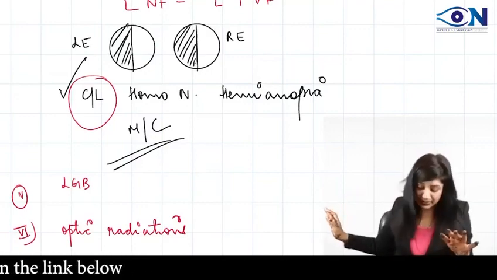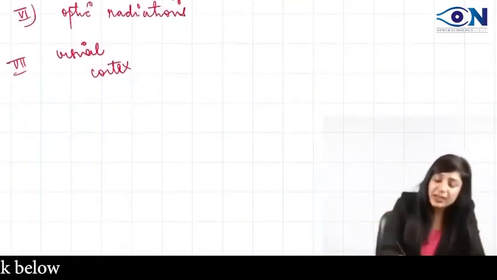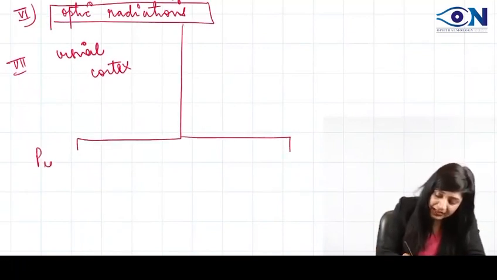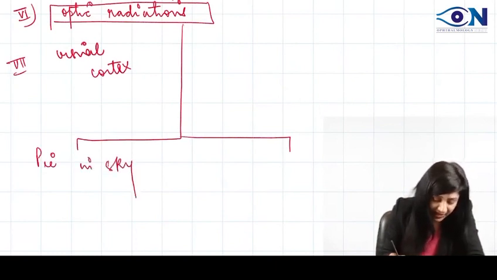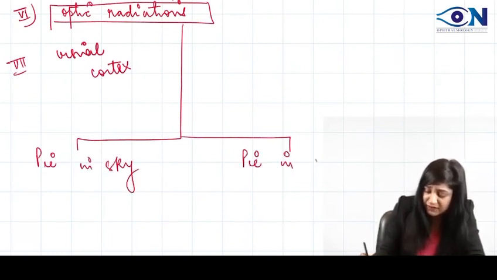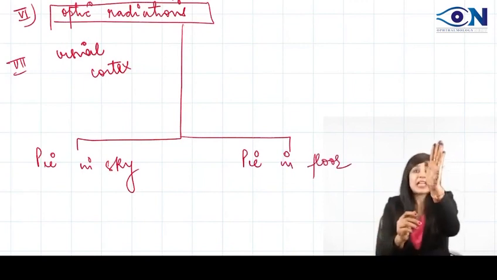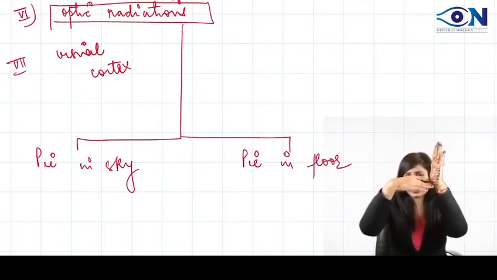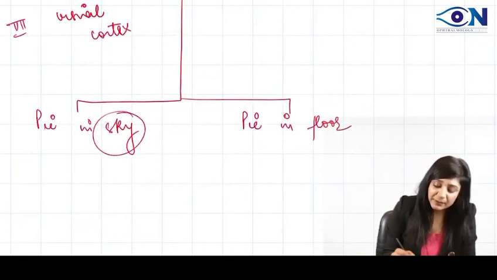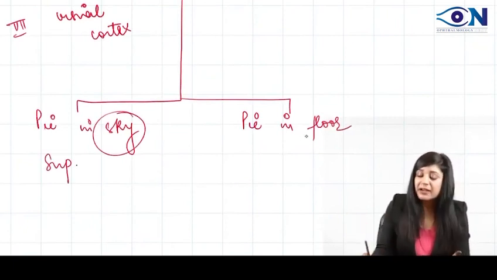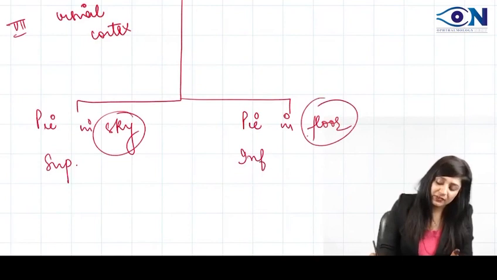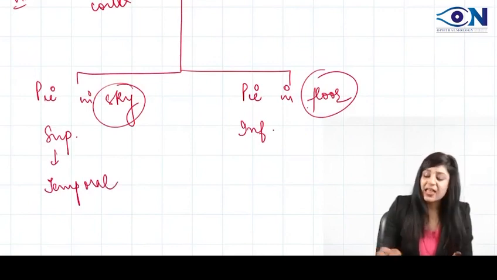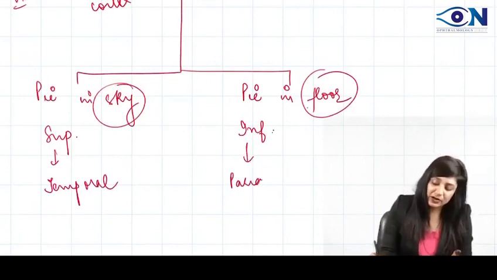Very, very simple. Now, very, very important is one thing, the optic radiation defect. This optic radiation defect can be divided into the pie in the sky as well as pie in the floor. This is again a very, very important PYQ. Whenever I am getting hemianopia, it can be divided into 2 quadrants, superior quadrant and inferior quadrant. So pie in the sky means superior quadrant anopia, and pie in the floor means inferior quadrant anopia. Superior is found in temporal lobe lesions, ST, and inferior is found in parietal lobe lesions.